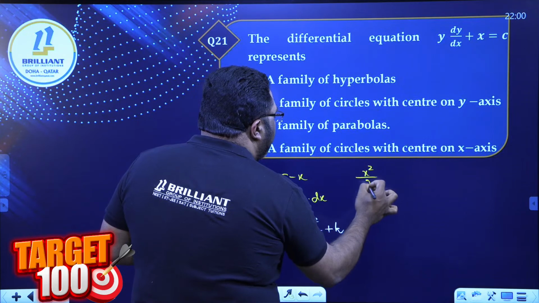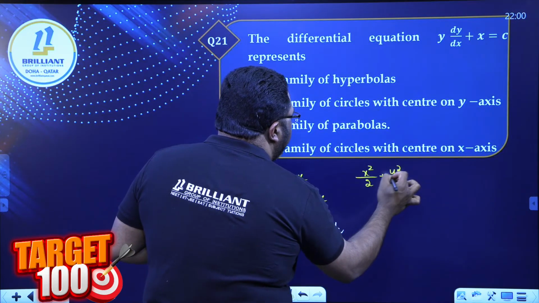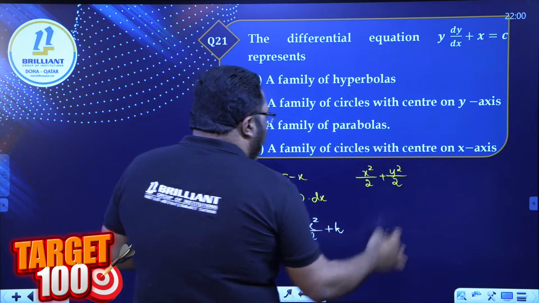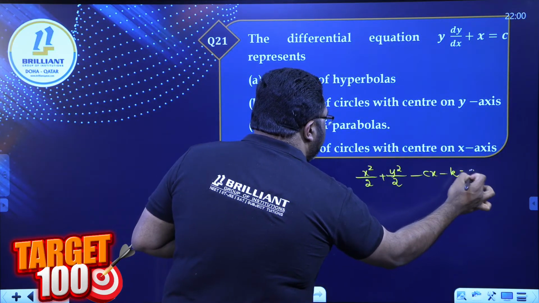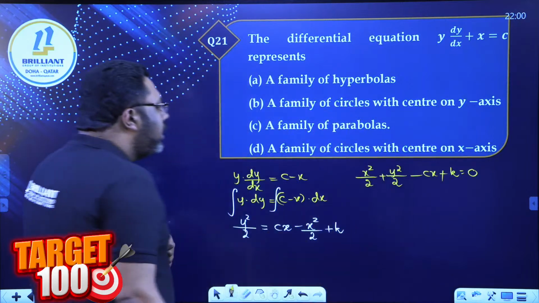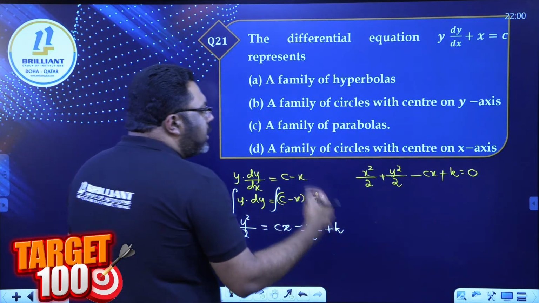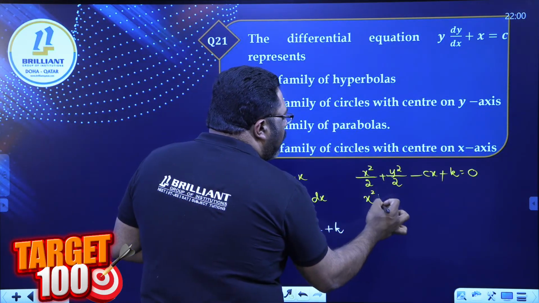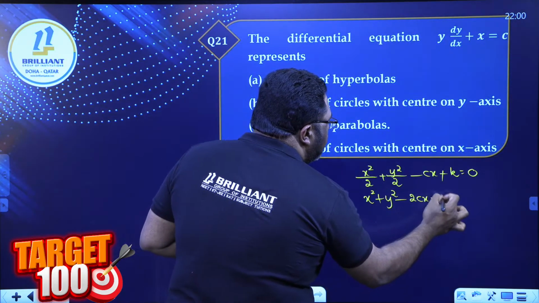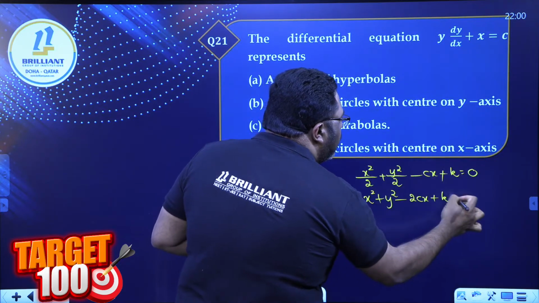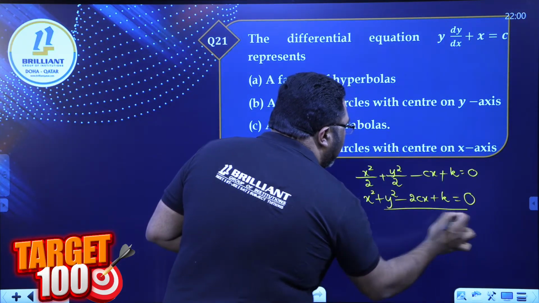Bring x squared by 2 to the left side. You have a y squared by 2 already there, and you are having a minus cx minus k equal to 0. Because k is an arbitrary constant, it can take any sign, so it still remains k. Now it's going to be x squared plus y squared minus 2cx. Again the 2 will go to k, but still k remains k only.